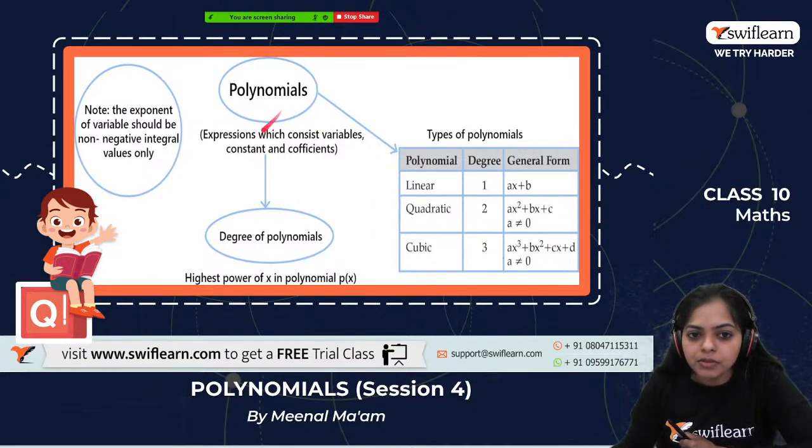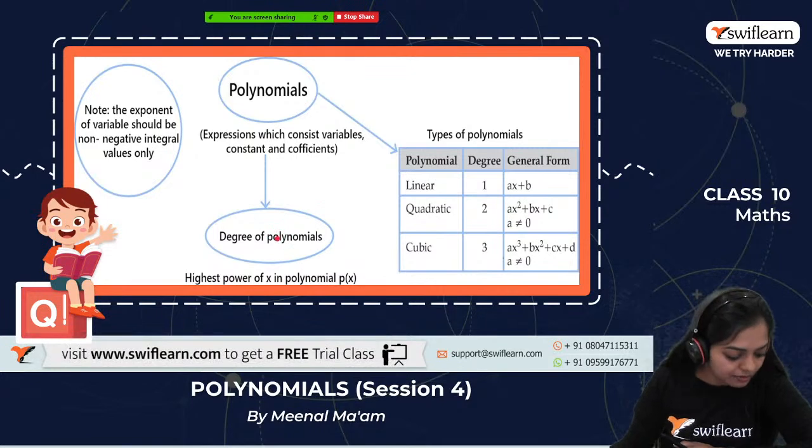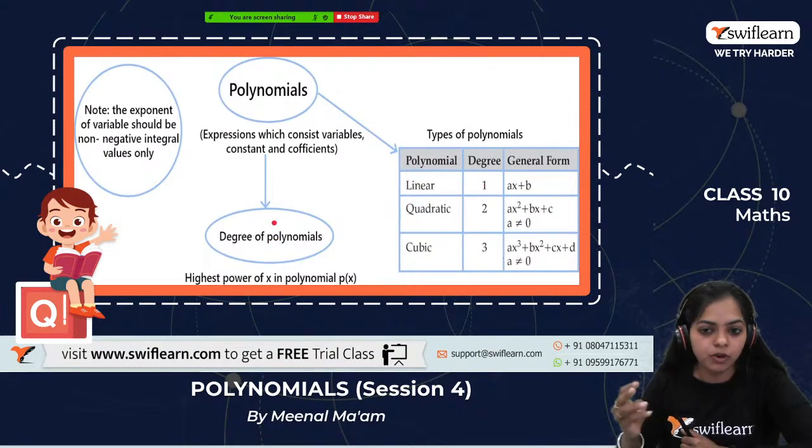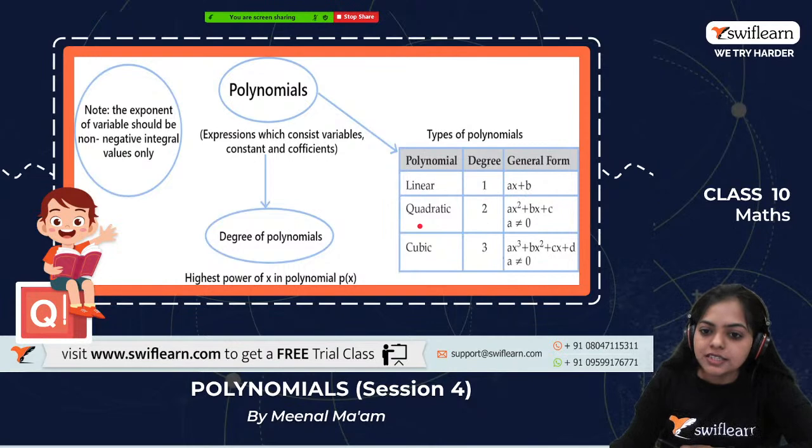What are polynomials? Polynomials are expressions which consist of variables, constants and coefficients. Now what is the degree of a polynomial? Degree is the highest power of x in the polynomial, or we can say the highest power of the variable in a polynomial. That will be the degree of the polynomial. Now what are the types of polynomial? On the basis of degree, there are three types of polynomial. The first one is linear polynomial, and its general form is ax plus b. Next is a quadratic polynomial.